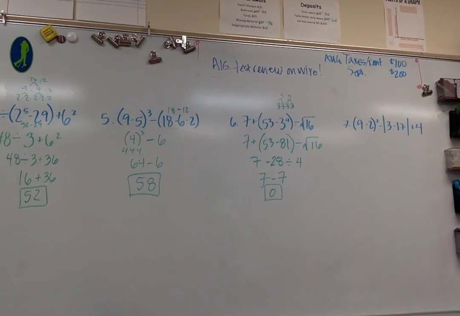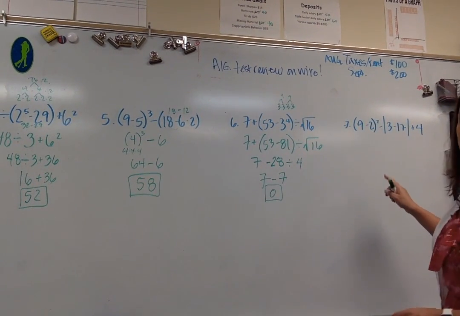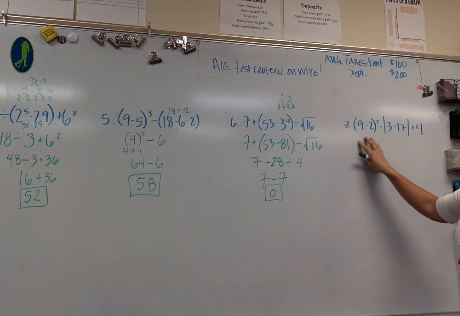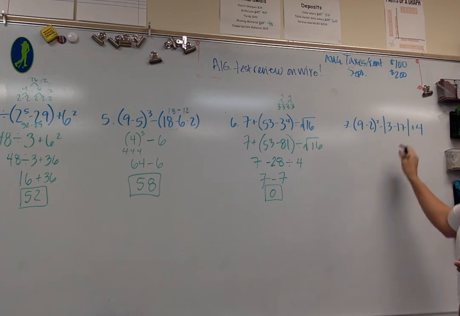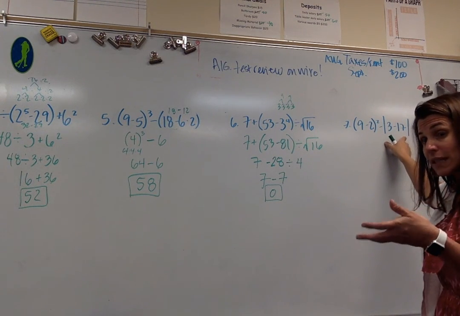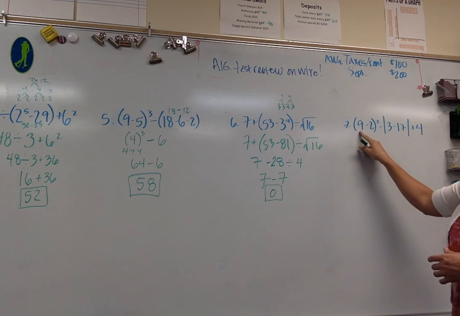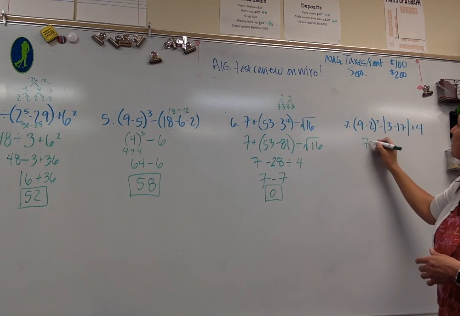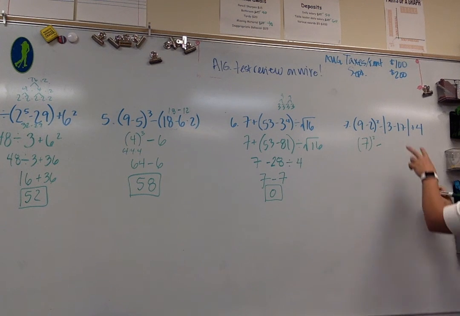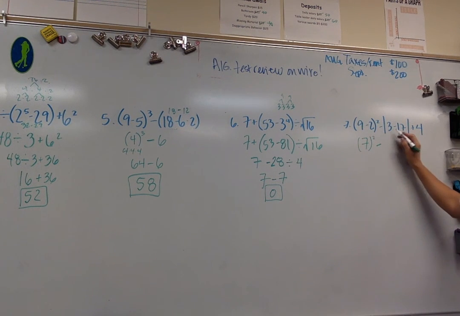And now I'm going to turn you way over here. Hope you can still see. And I'm going to do parentheses again. Remember when we did absolute, we talked about absolute as being a parentheses, that we still want to do what's inside those parentheses. So 9 minus 2 is 7 squared minus, what is the absolute value of 3 minus 17?